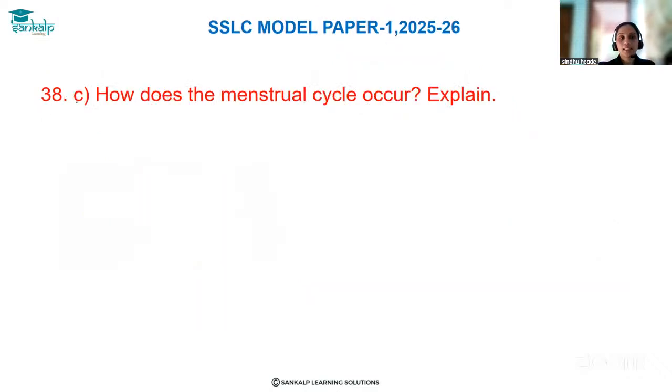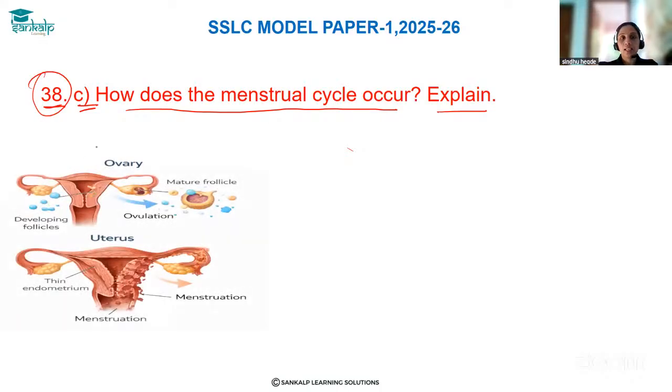Then 38th C, how does the menstrual cycle occur? Explain. This 38th question has A, B, C sub questions. In that C, how does the menstrual cycle occur? Explain. See, this is the female reproductive system. This contains ovaries, left and right ovaries.